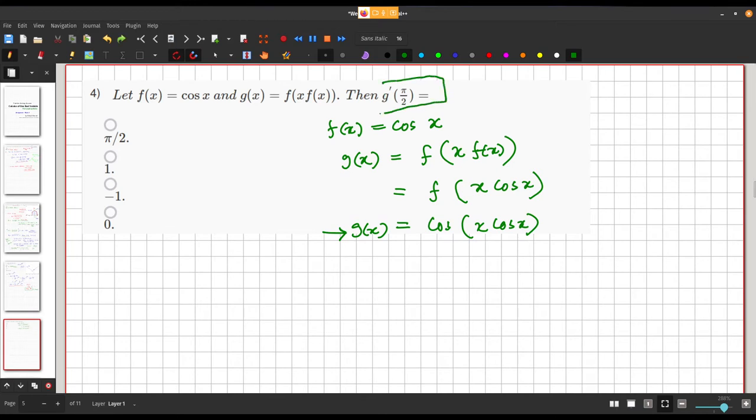this quantity, which is the first derivative of g at x equal to pi by 2. So let us do that. We have already seen how to apply the chain rule, so I will just do it quickly here.